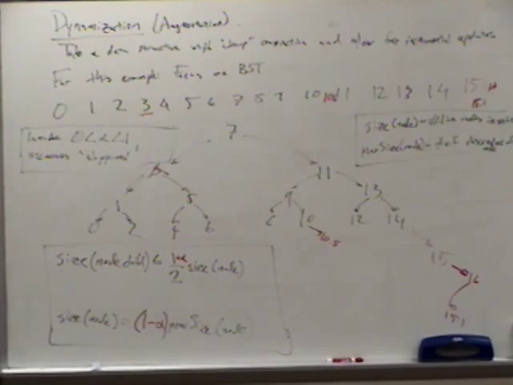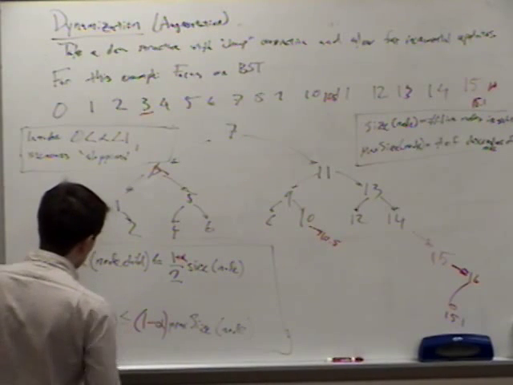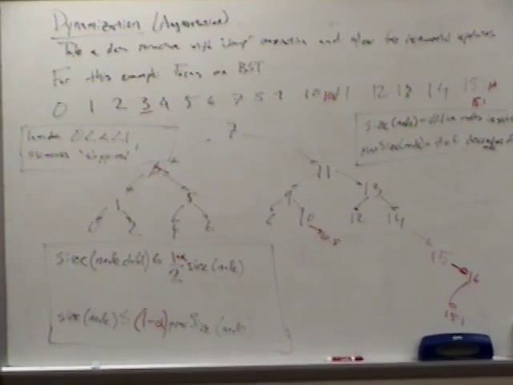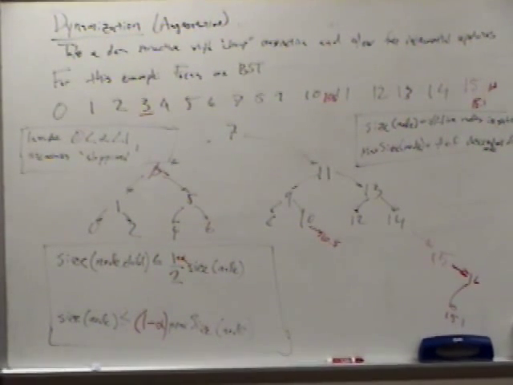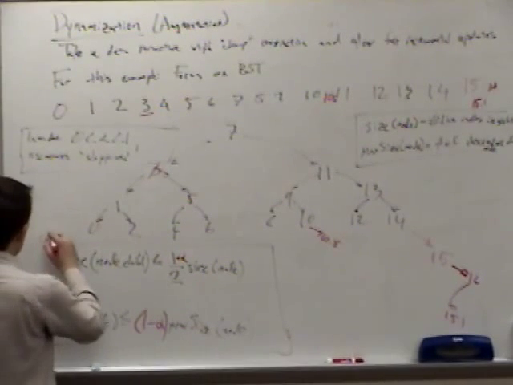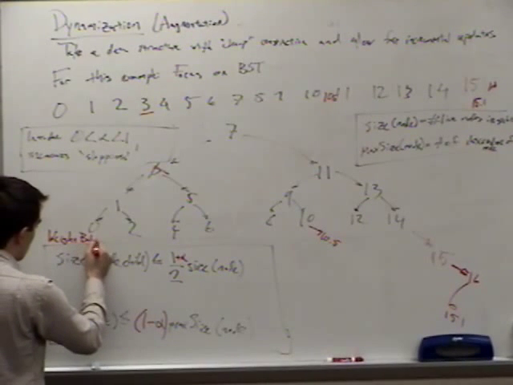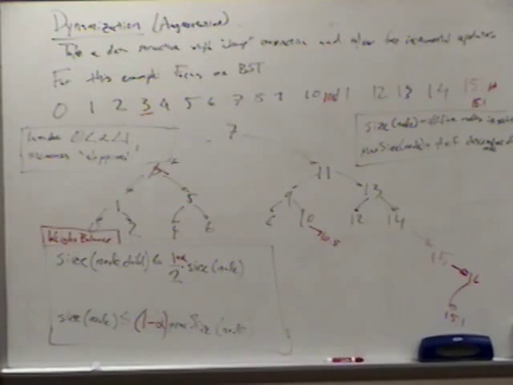And we're going to modify this here so that it is less than or equal to 1 minus alpha. So these are the new constraints that our new weight balance tree is going to have to satisfy. So these are the weight balance conditions.